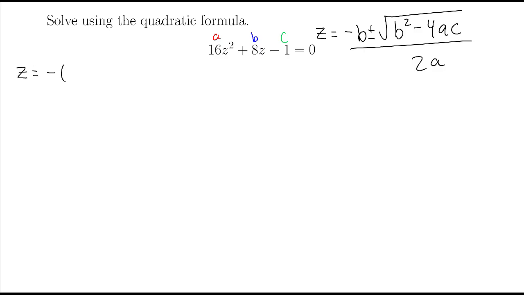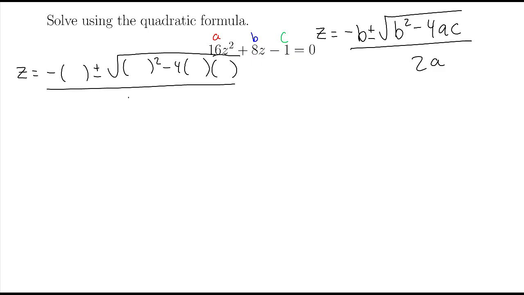So negative blank for b, plus or minus square root, blank squared minus 4 blank blank, all over 2 times blank. So that's negative b plus or minus square root of b squared minus 4 times a times c over 2 times a. Okay, well that's good. Negative 8 is, of course, just negative 8.